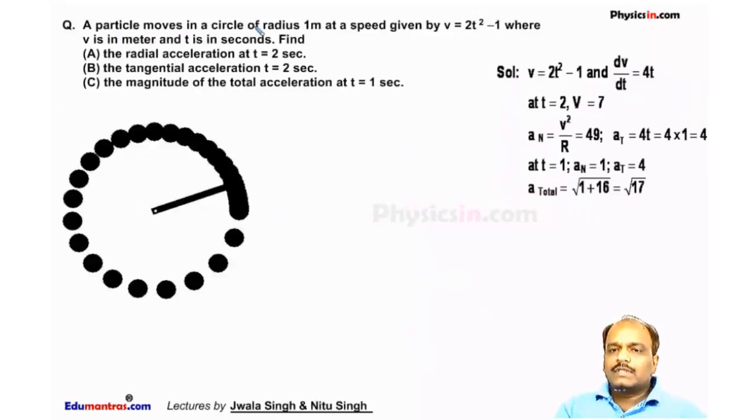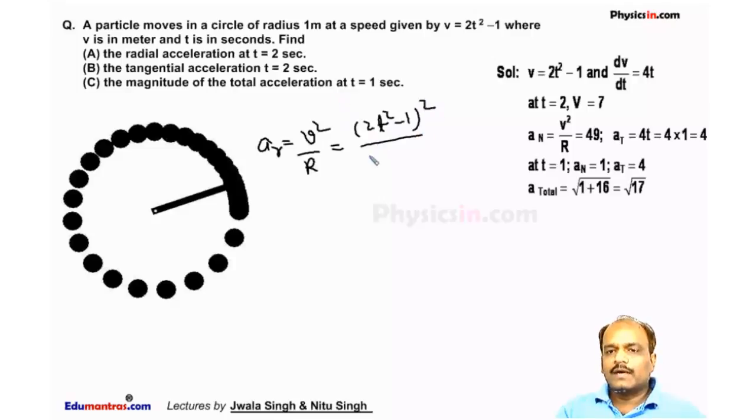A particle move in a circle of radius 1 meter with a speed given by v is equal to 2t square minus 1, where v is in meter per second and time is in second. Find the radial acceleration at t is equal to 2 second. We know radial acceleration ar is equal to v square by r. So v square is (2t square minus 1) whole square divided by r, and r is 1.